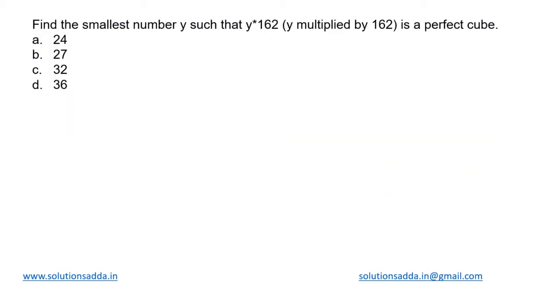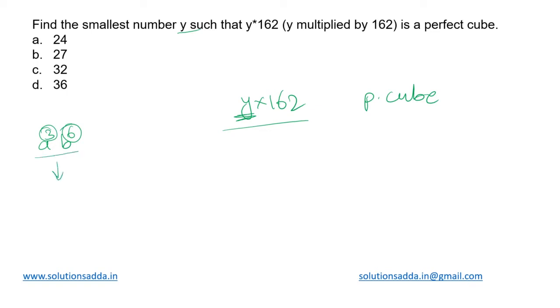This is a mathematical aptitude question. We have been given a number y such that y into 162 is a perfect cube. We need to find the smallest value of y that satisfies this particular equation. Now we know that for a perfect cube, we need to have numbers of this kind: a cube, b raised to 6, something like this, where all the powers are multiples of 3. So that for this number, we can say it is a perfect cube having the cube root a b square.